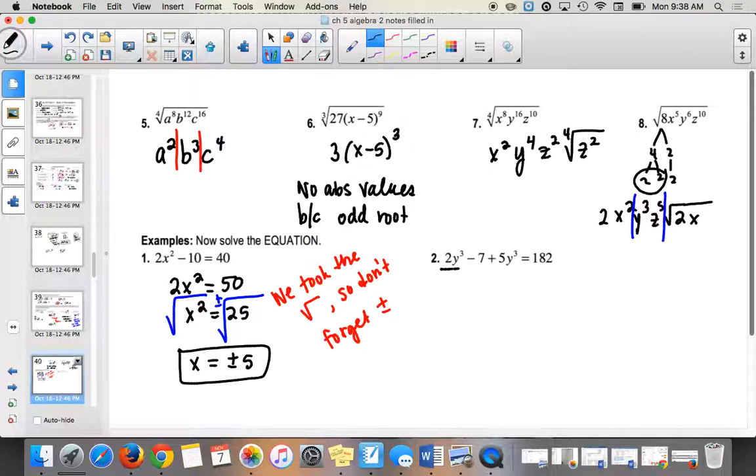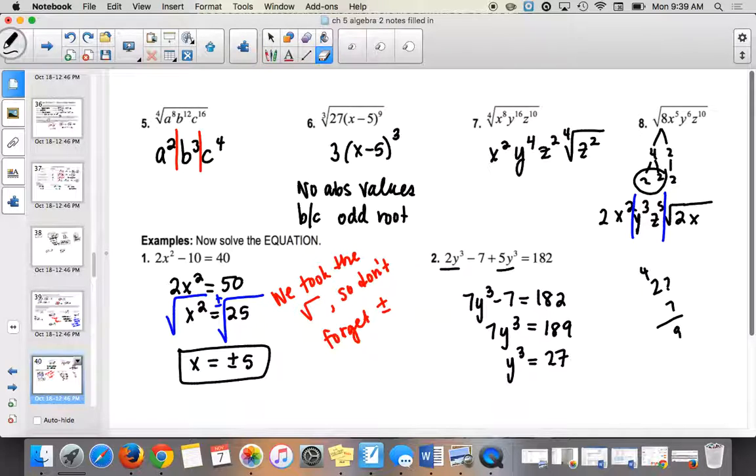All right, so the next one. I'm going to combine my like terms. 2y cubed plus 5y cubed is 7y cubed. Minus 7 equals 182. Add the 7, and that's going to be 189. Y cubed is equal to 189 divided by 7. Is that 27? Is that right? You guys do that for me. I think it is. 27 times 7. Yeah, 189.